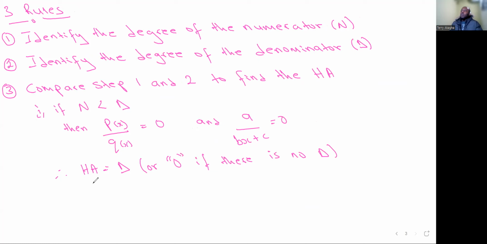So what you need to keep in mind: if the degree of the numerator is less than the degree of the denominator, the horizontal asymptote is going to be equal to D. All right? So don't forget that.